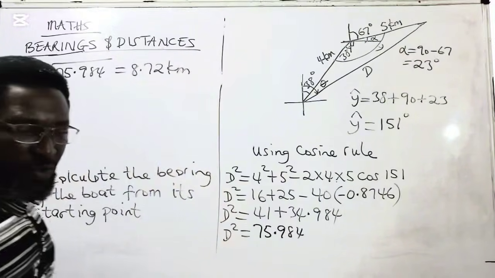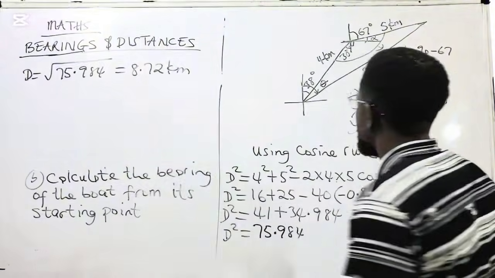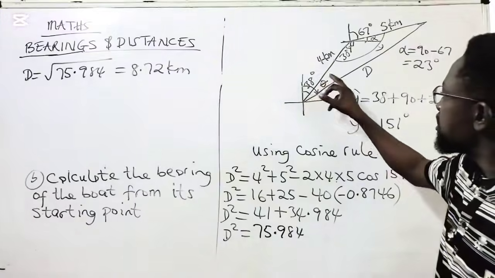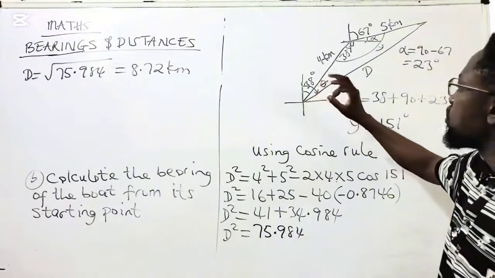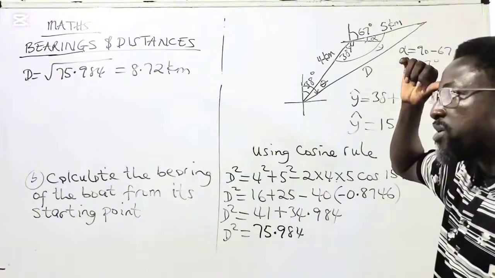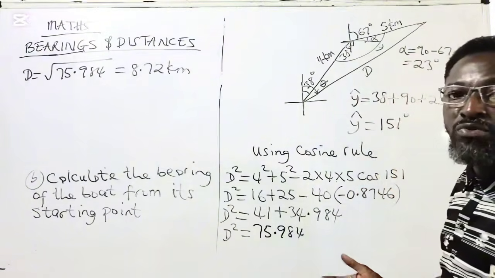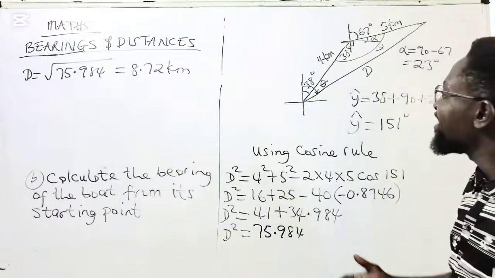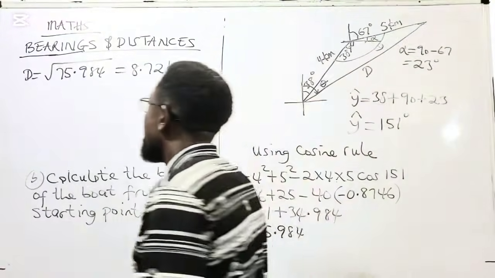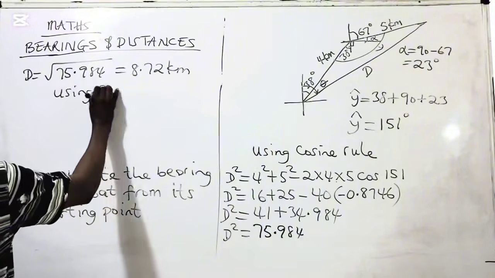So the next thing we have to calculate is the bearing. The bearing from the starting point will be the angle theta plus 38. So I'll make use of the sine rule. Most times on bearings, whenever we're looking for the angle, we make use of the sine rule. If we're looking for the side, we make use of the cosine rule. Now, I'll get the value of sine theta using the sine rule.